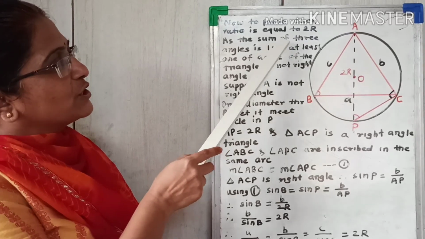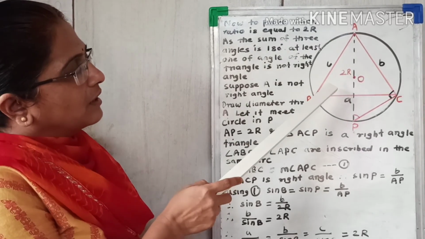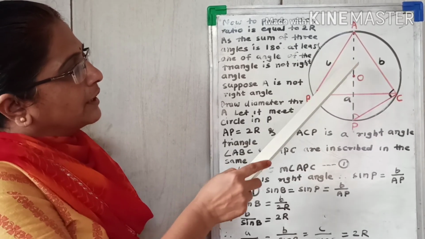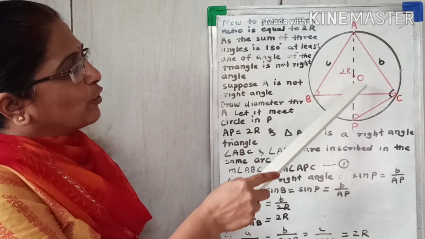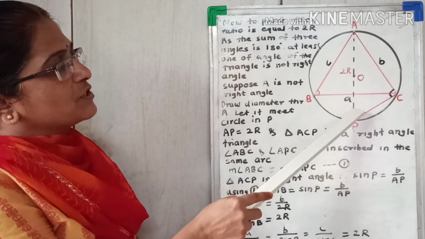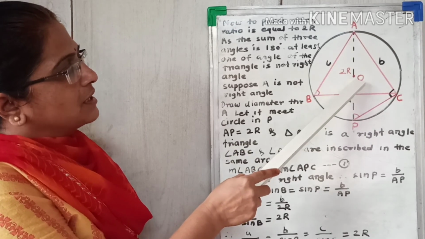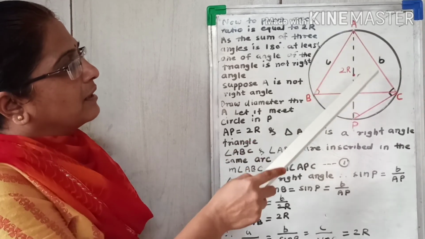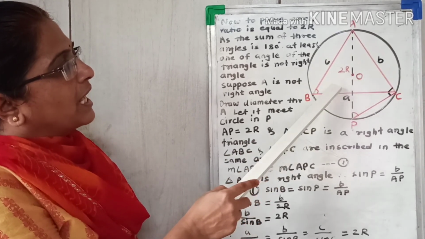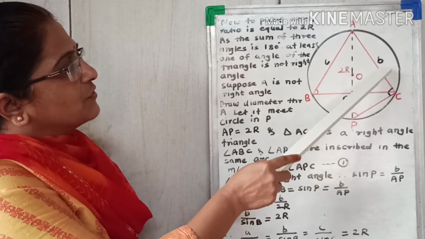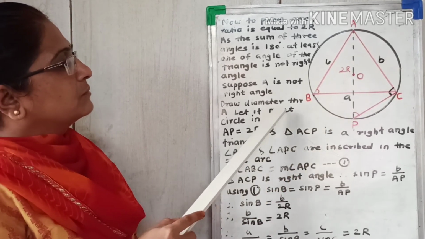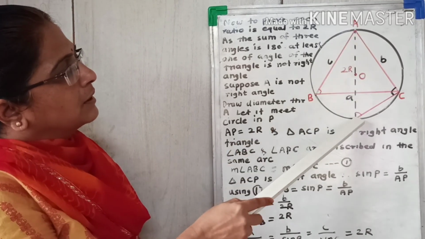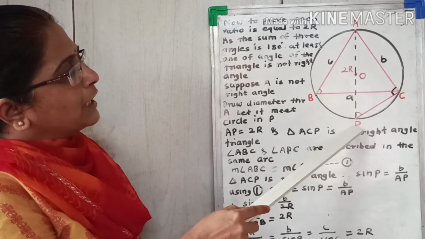Now to prove each ratio is equal to 2r, for this observe this figure. O is the center of the circle. AP is the diameter of the circle. We know that a diameter is a chord passing through the center of the circle. Therefore the value of AP is equal to 2r, and in this triangle BC is equal to a, AB is equal to c, AC is equal to b. Due to this diameter, the points meet at P.